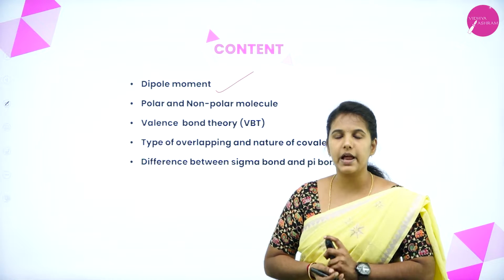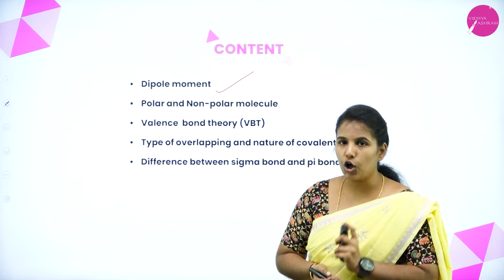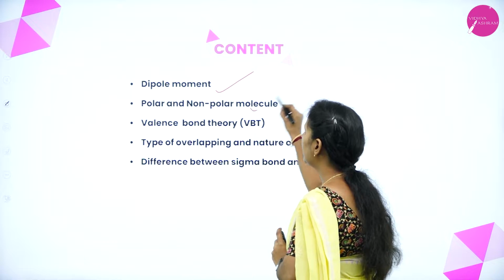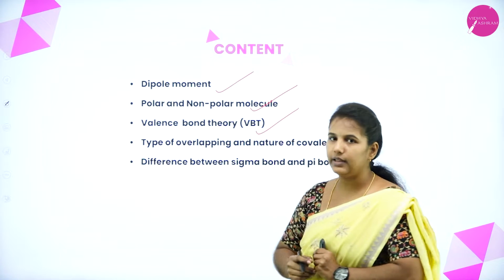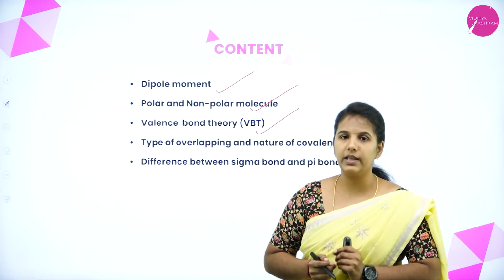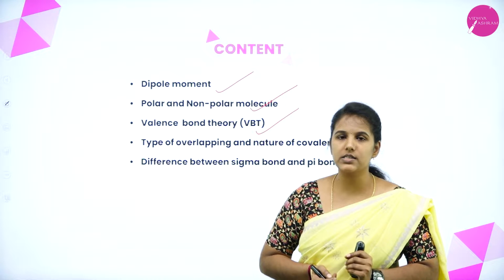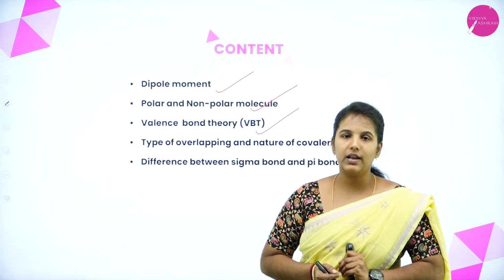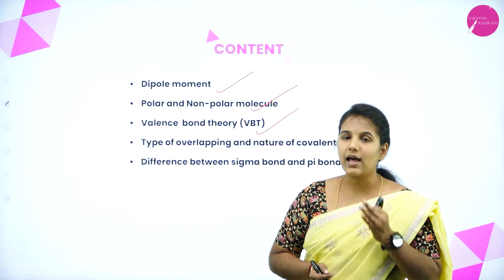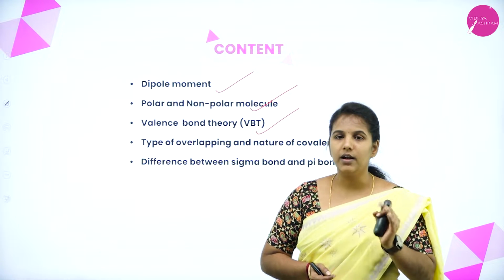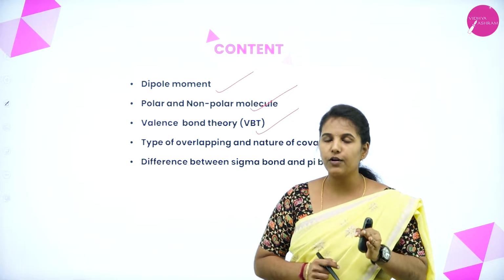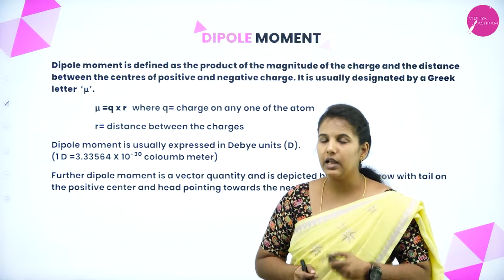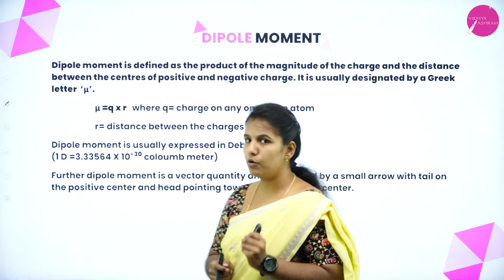Today, let us move on to the next topic of this unit by understanding dipole moment, and we are going to understand polar and non-polar molecules and VBT, that is valence bond theory. Later we are going to understand the types of overlapping due to the valence bond theory, and lastly we are going to discuss the differences between sigma bond and pi bond. Let's see what a dipole moment is.